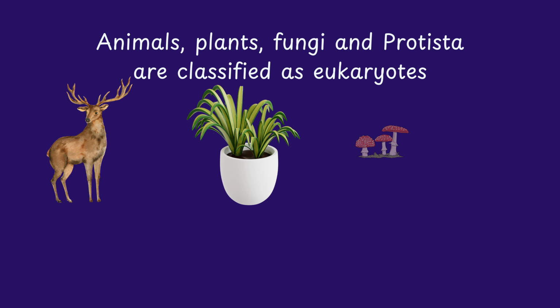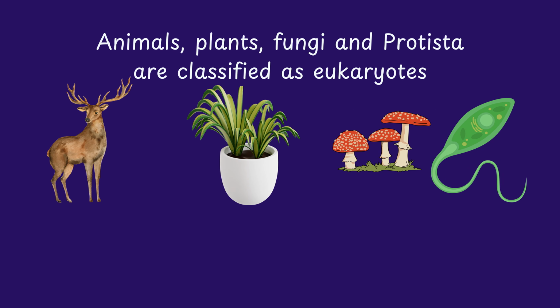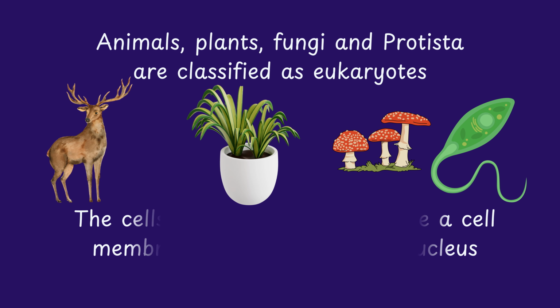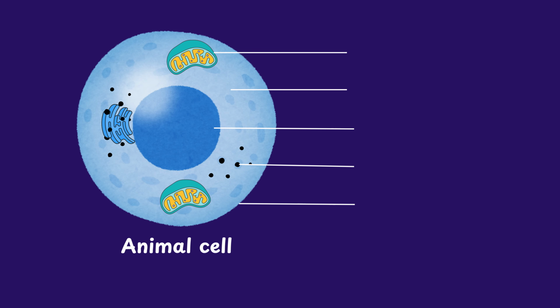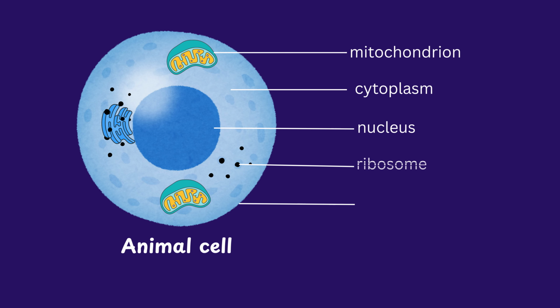Animals, plants, fungi, and protista are classified as eukaryotes. The cells of these organisms have a cell membrane, cytoplasm, and a nucleus. Can you label the animal cell? Let's quickly do it. First one, mitochondrion. Next one, cytoplasm, nucleus, ribosome, and cell membrane.